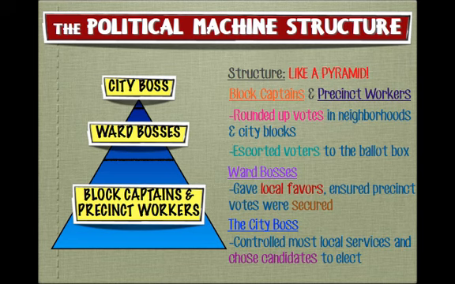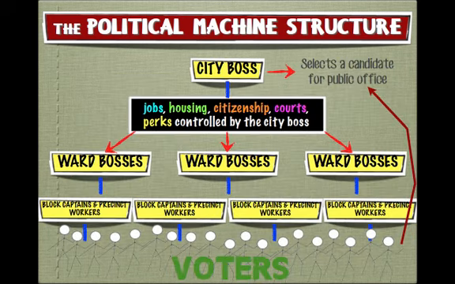They control local services. They choose the candidate to elect. They're the one getting the bribes, making money off of this whole system. Next, let's look a little more closely at the machine structure. You have the city boss on top. They select a candidate for public office, one who's going to be sympathetic to them, pass laws that favor them, or not pass laws that hurt them. Primarily, they're looking to make money and want to control who gets assigned construction jobs and contracts from the city.